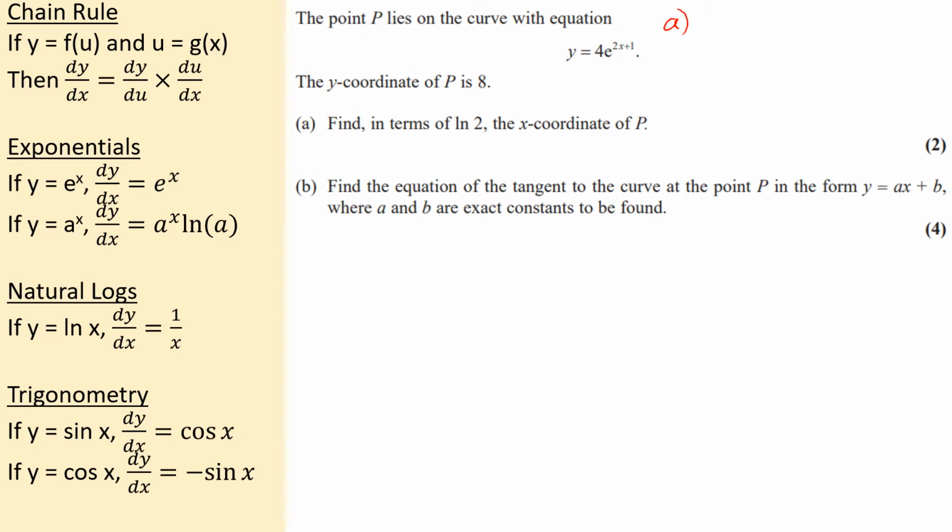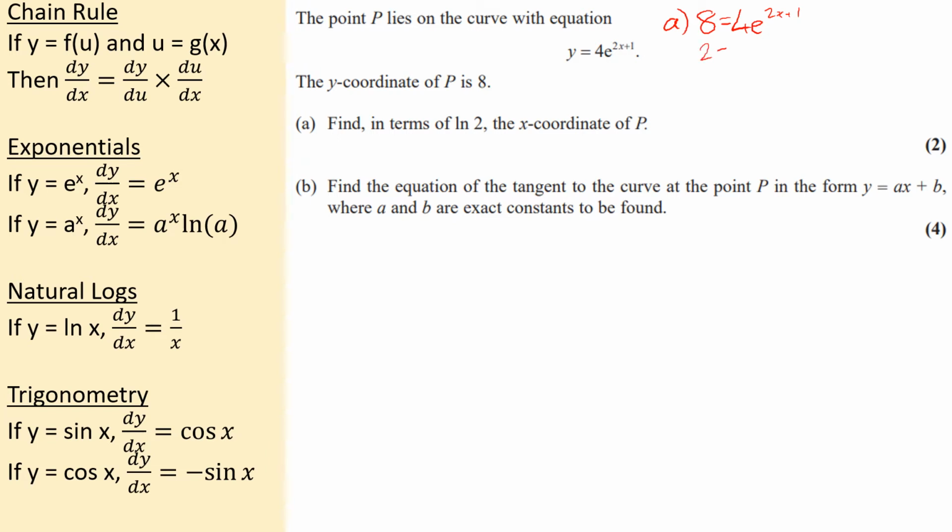So we've got an equation here, y equals 4e to the 2x plus 1. We're told the y coordinate is 8 and to find the x coordinate. That's not really a differentiation question, that's just substituting and solving. So let's do that. We know y is 8 and we're trying to find what x is. So 4e to the 2x plus 1 equals 8.